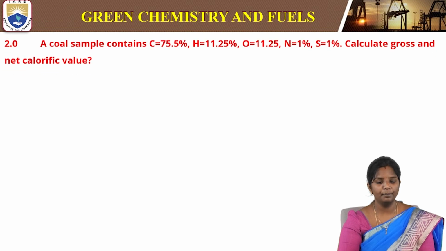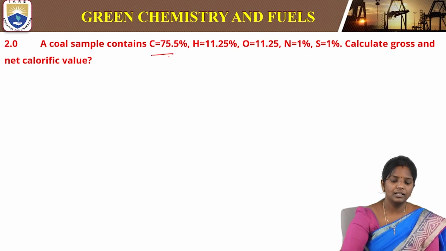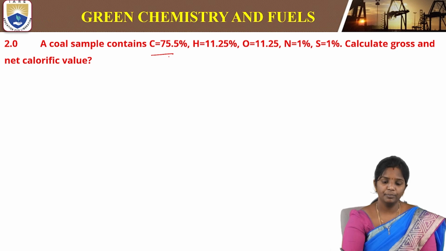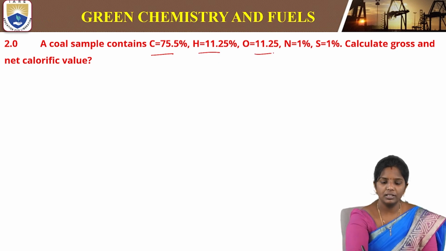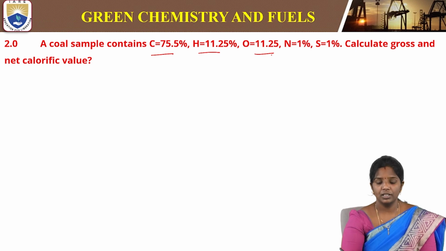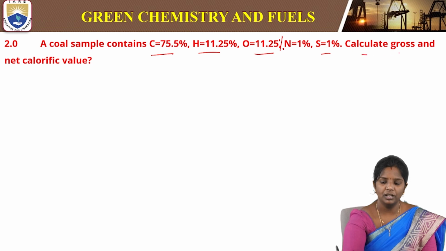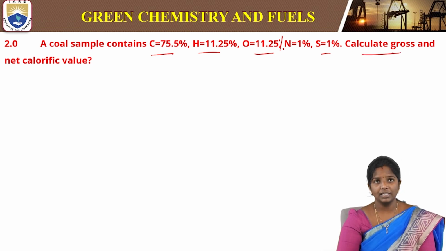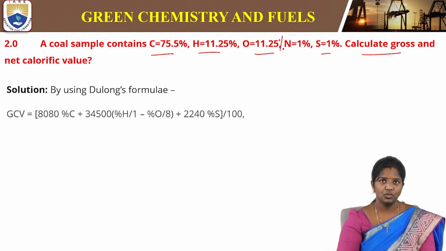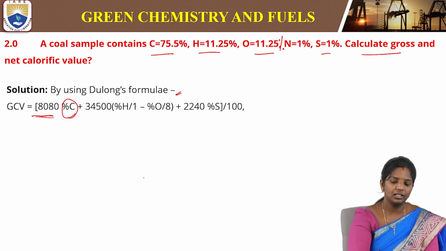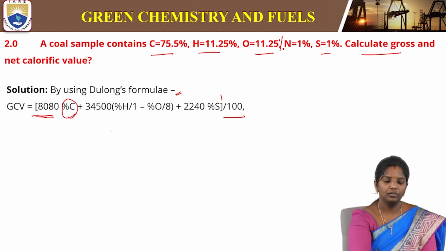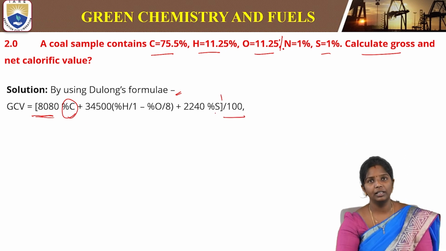Next, a coal sample contains carbon is 75.5%, hydrogen is 11.25%, then oxygen is also 11.25%, nitrogen is 1%, and sulfur is 1%. Now calculate the gross and net calorific value. So again we will be using the Dulong's formula. So here also we are substituting the percentages as such. So 1 by 100 is taken.